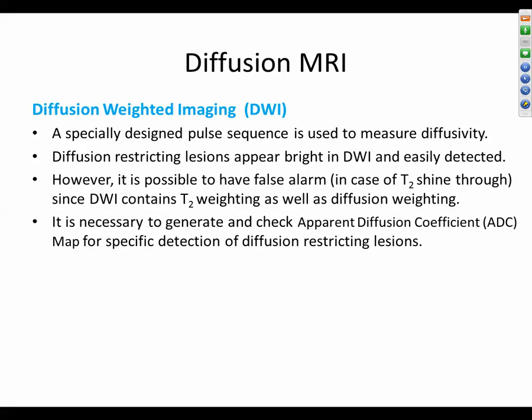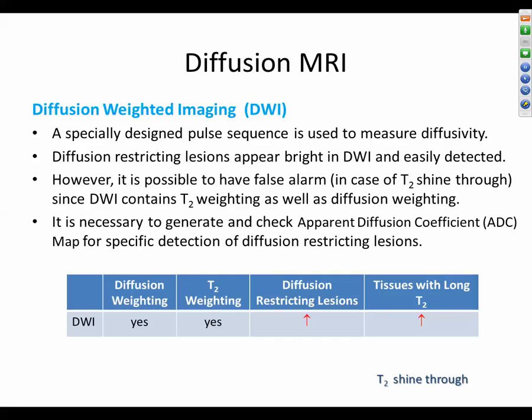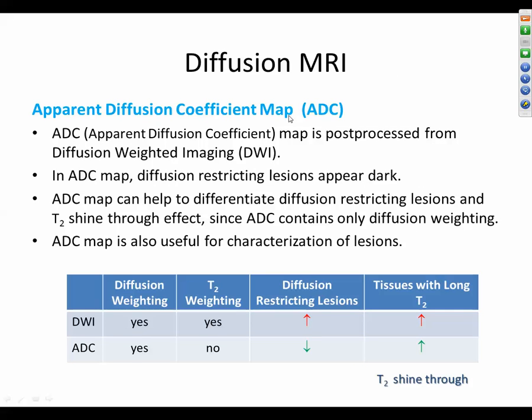In order to differentiate the false alarm, the T2 shine-through effect, from the lesion that we want to detect, we can generate an ADC map, which means apparent diffusion coefficient map. DWI images contain both the diffusion weighting and the T2 weighting. So these two cases both look bright, but we only want to detect this. So we want to eliminate or identify the T2 shine-through. Then we generate this ADC map.